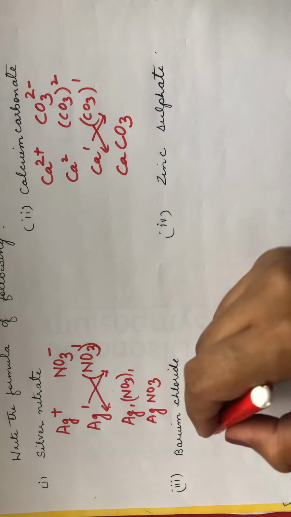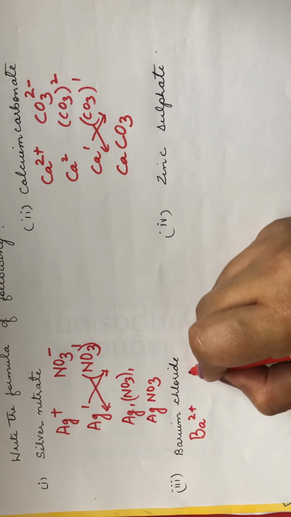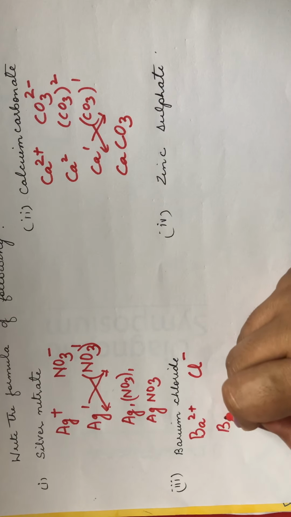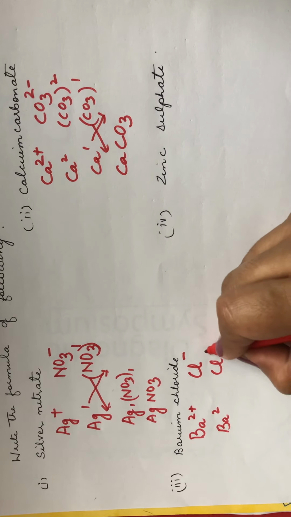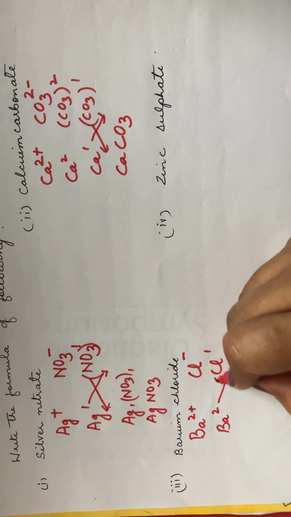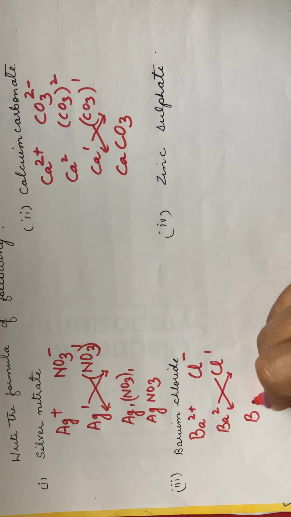Next is barium chloride. Write down the symbols of the ions, convert them into numbers, then there is no common factor and we will crisscross the valencies. So its valency will come here and its valency will come here. The formula will become like this.